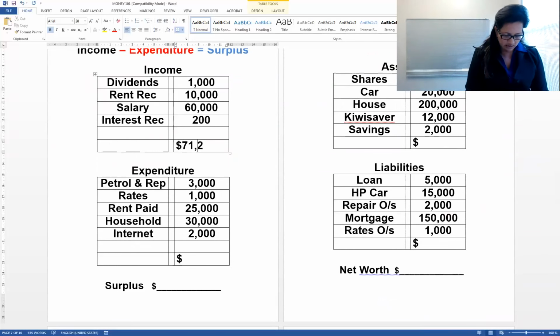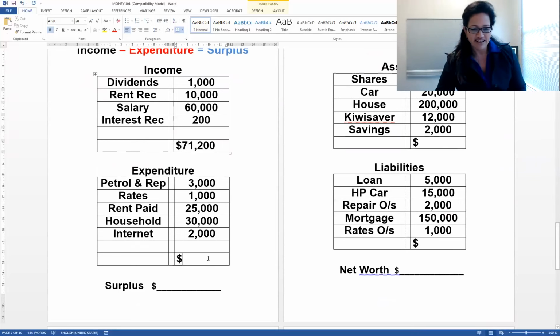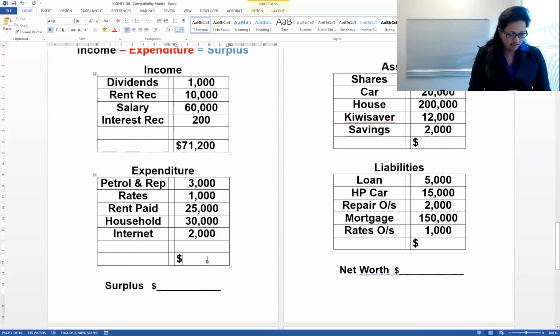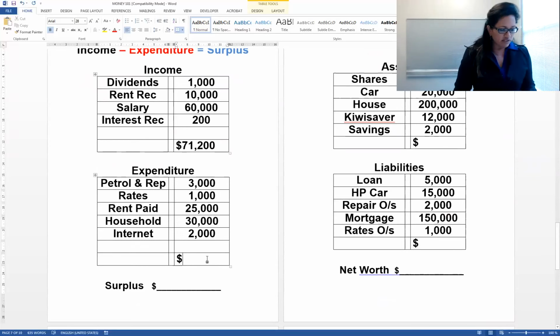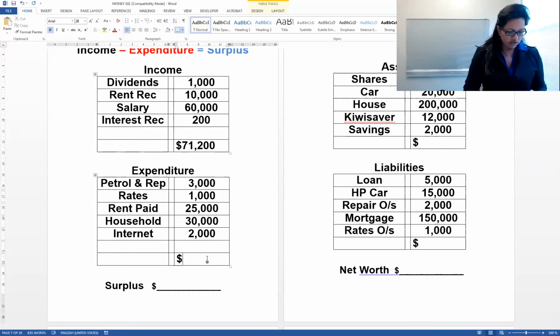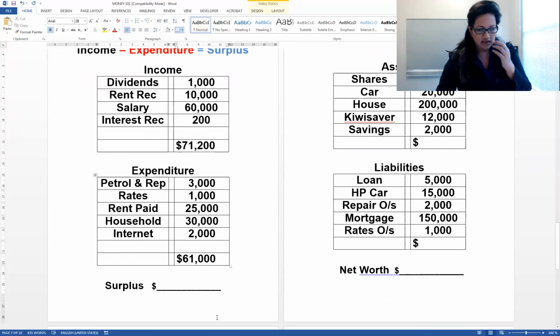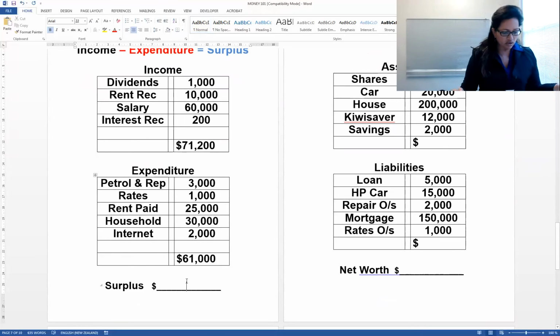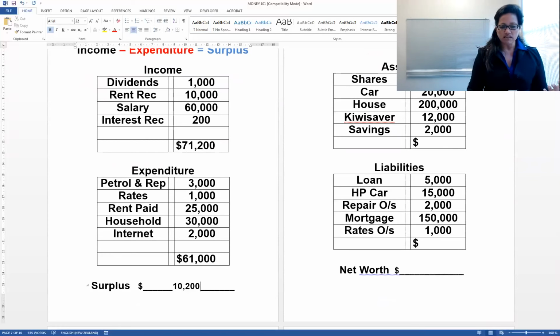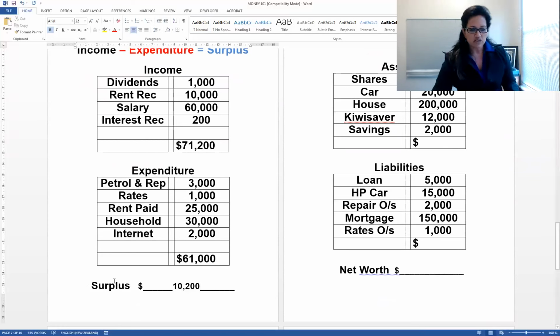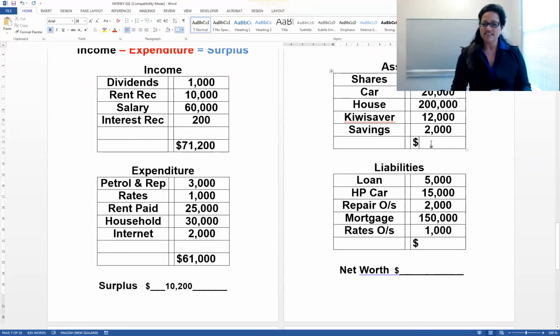If we add it up, you can check it yourself later. The total income she receives is $71,200. And then her total expenditure for a year is $61,000. So that means she has a surplus to do whatever she wants with of $10,200. It's pretty cool. So she actually has a surplus. It's not the other way around.